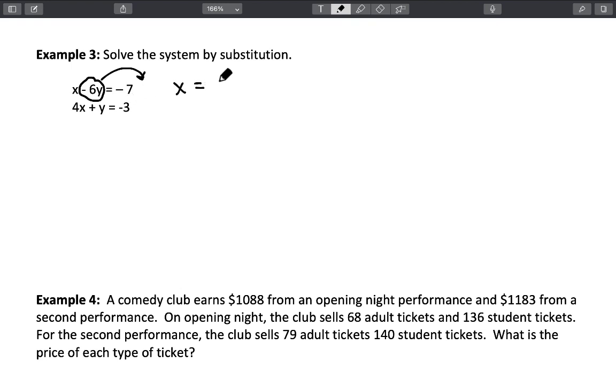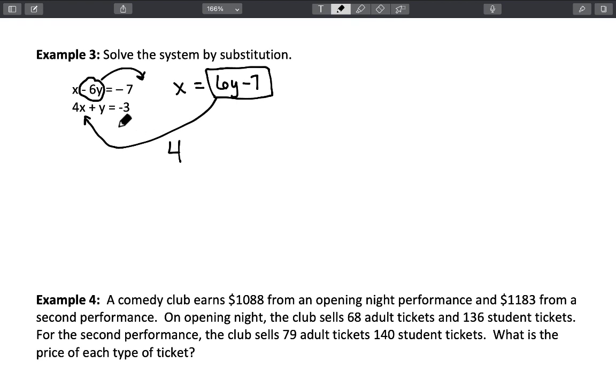So x would be equal to a positive 6y minus 7. Notice that I put that negative 6y in front of the negative 7. When I moved it over, it became positive. So x is equal to this expression, 6y minus 7. I can take that 6y minus 7 and substitute it into that second equation wherever I see x.